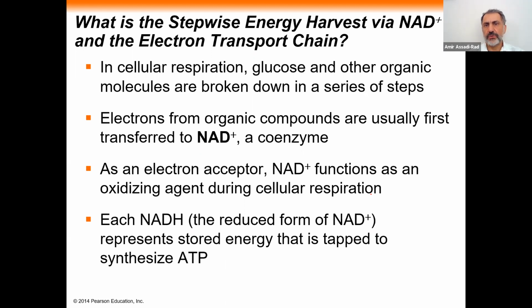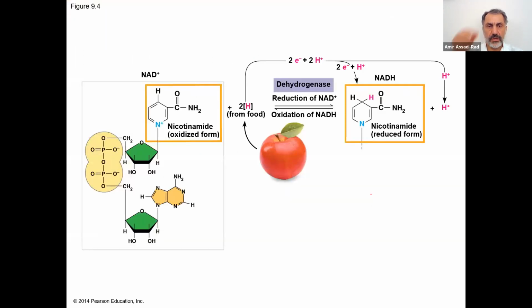In cellular respiration, glucose and other organic molecules are broken down in a series of steps. Electrons from organic molecules are usually first transferred to NAD, a coenzyme, and as an electron acceptor, NAD functions as an oxidizing agent during cellular respiration. Each NADH is the reduced form of NAD and represents stored energy that is used to synthesize ATP, which we'll talk about.